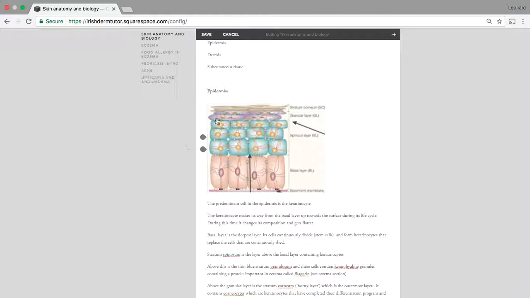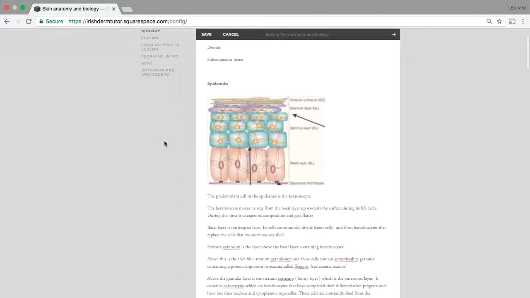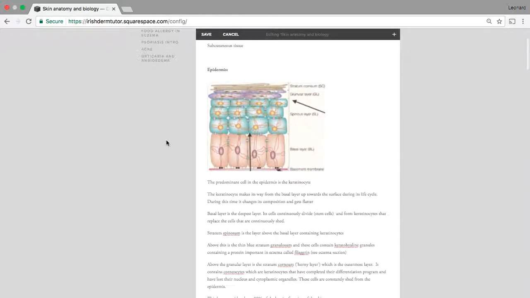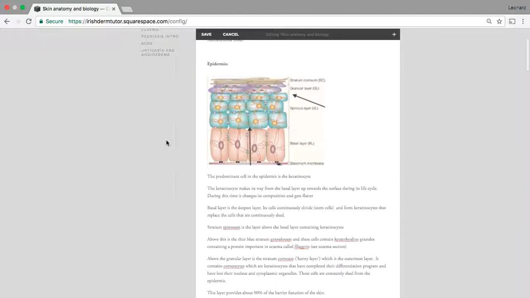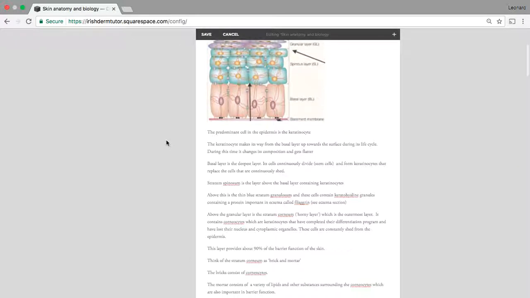And then above the granular layer is the stratum corneum, also called the horny layer, and this is the outermost layer. It contains corneocytes, and these are basically keratinocytes that have completed their differentiation program and have lost their organelles, cytoplasm and nucleus. These cells are constantly shed from the epidermis. So the stratum corneum is very important. It provides about 90% of the barrier function of the skin.